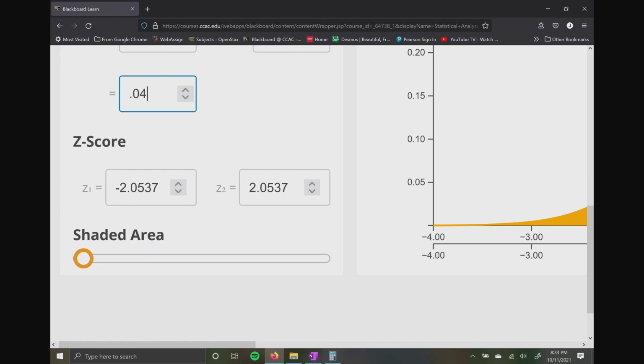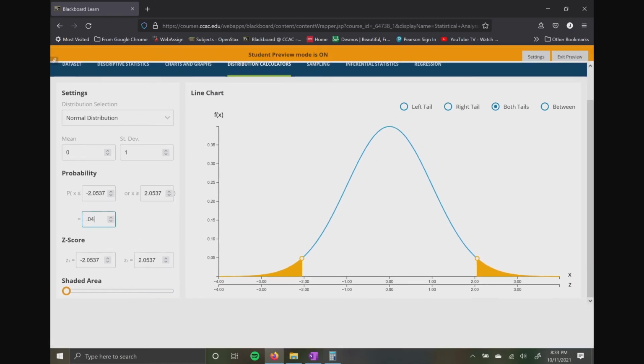But that's going to be it for this lecture. I know it's a really long one. And if you think about it computationally, it's very easy. It's all about interpreting the question, okay? So if you have any problems, please let me know.